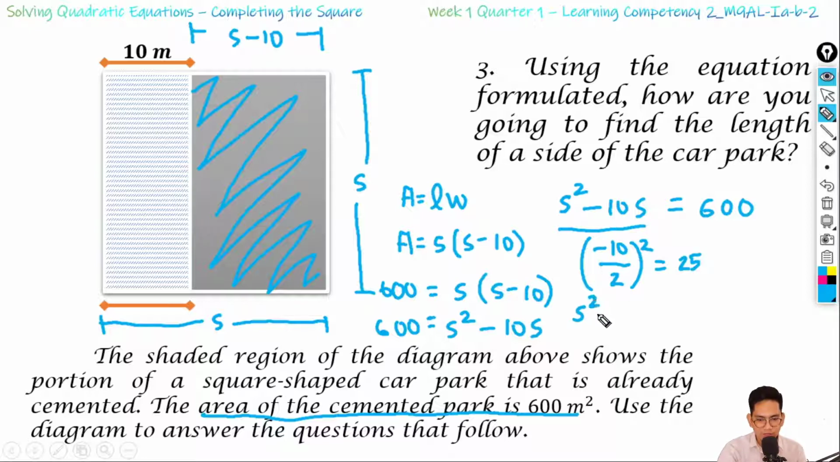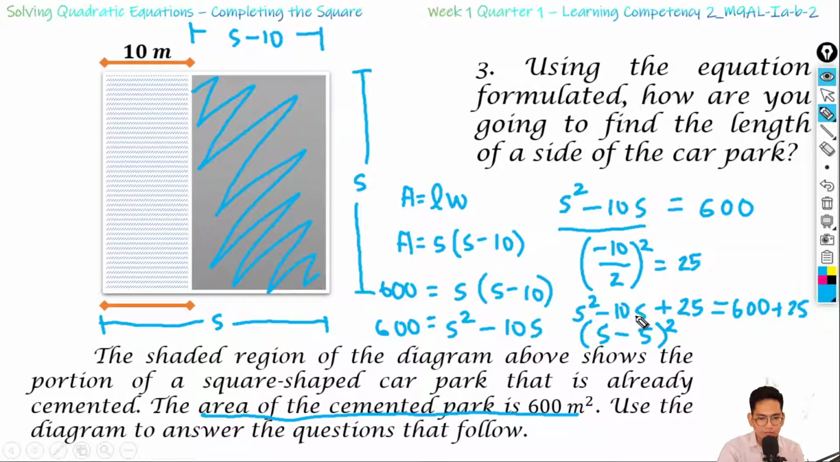So we have S squared minus 10S plus 25. Whatever you add on the left hand side of the equation, you also have to do that on the right hand side of the equation. 600 plus 25. The expression on the left hand side of the equation is now a perfect square trinomial. Therefore, we get the square root of S squared, which is S, the sign of the middle term, and the square root of the third term, which is 5, quantity square.